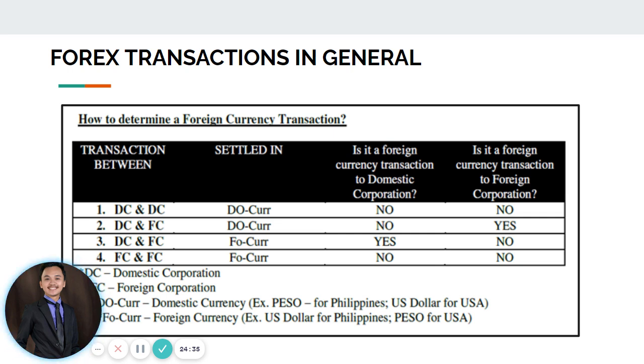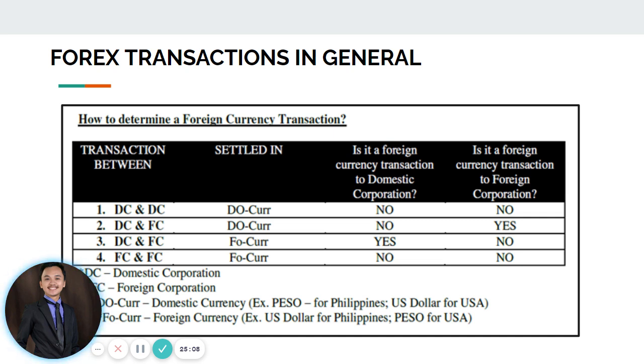But in our second case, what if it is the same domestic corporation and foreign corporation, but this time it is the domestic corporation who will pay the foreign corporation, and the payment will be in domestic currency? The Philippine corporation, the domestic corporation, pays the foreign corporation. What the domestic corporation paid is Philippine peso. What the foreign corporation received is Philippine peso.